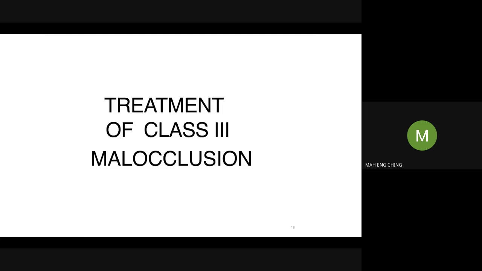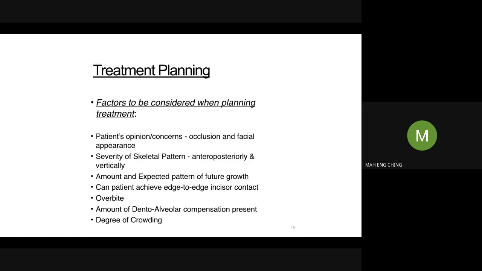So what's the treatment of these Class 3 malocclusions? For treatment planning, the factors to be considered when planning the treatment for this Class 3 malocclusion include the patient's opinion and concern, whether the patient is concerned with the face or not. So let's say for mild Class 3, the jaw is slightly longer. Let's say the patient doesn't care about that. They are happy, they can accept the skeletal pattern. Then maybe we just do braces to straighten the teeth. Of course, the result won't be perfect, but it's acceptable. So the patient's opinion, we have to take into consideration.